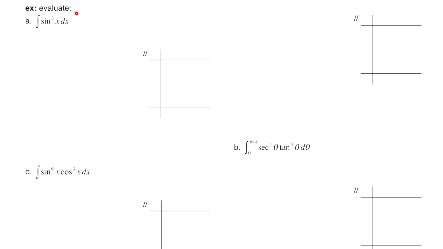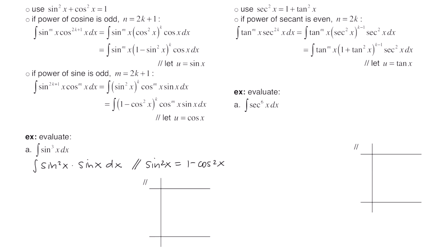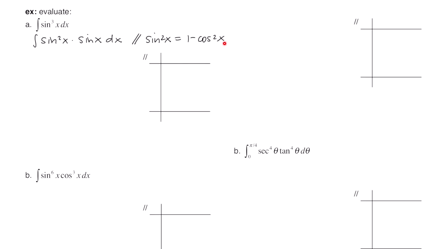So this example says to evaluate the integral of sine cubed of x dx. The first step is we're going to break this down where we set aside sine of x, and that would leave sine squared. Using the trig identity, sine squared plus cosine squared equals 1, if we solve for sine squared, you get 1 minus cosine squared. So we're going to take this and plug it in right here. At this point, we're going to let u equal cosine.